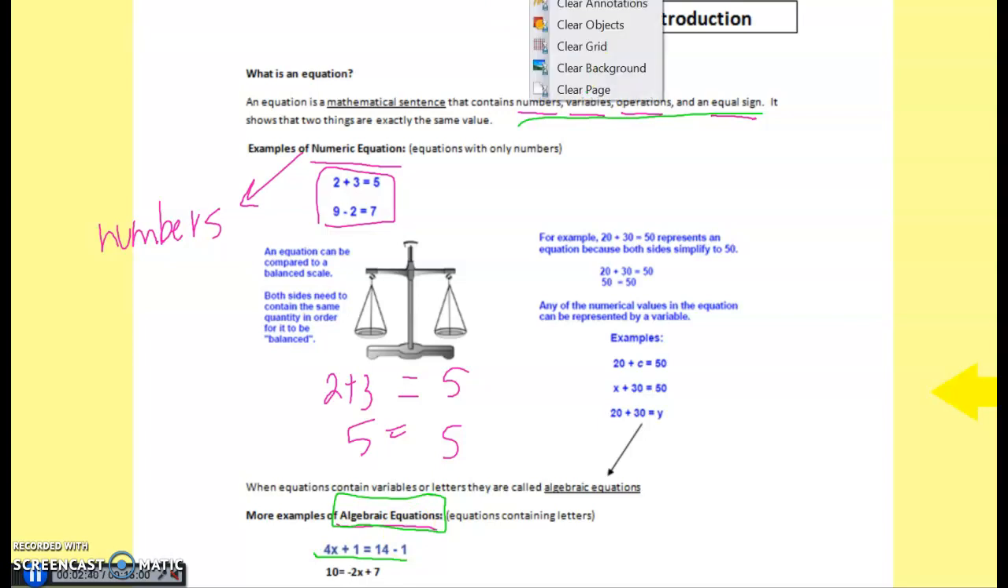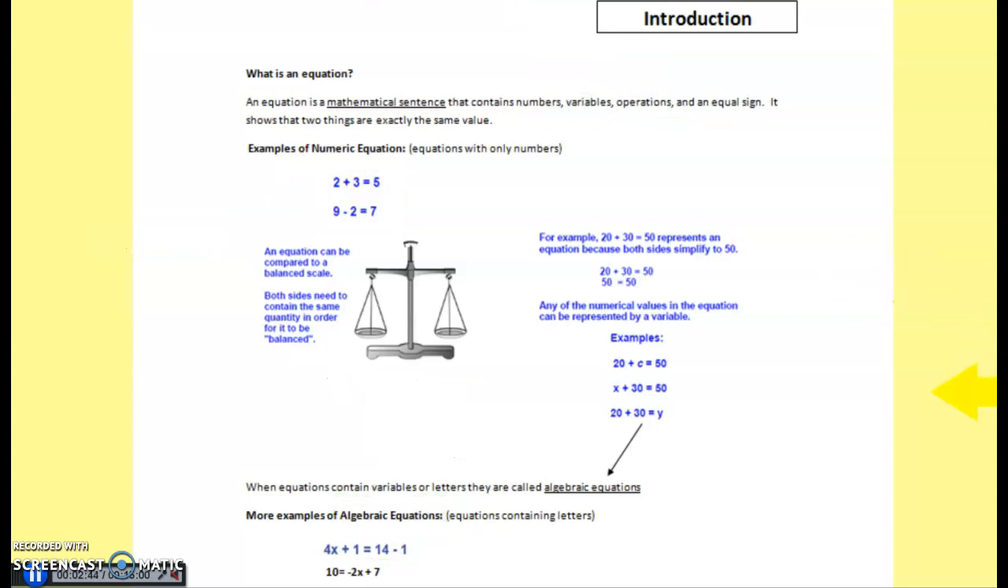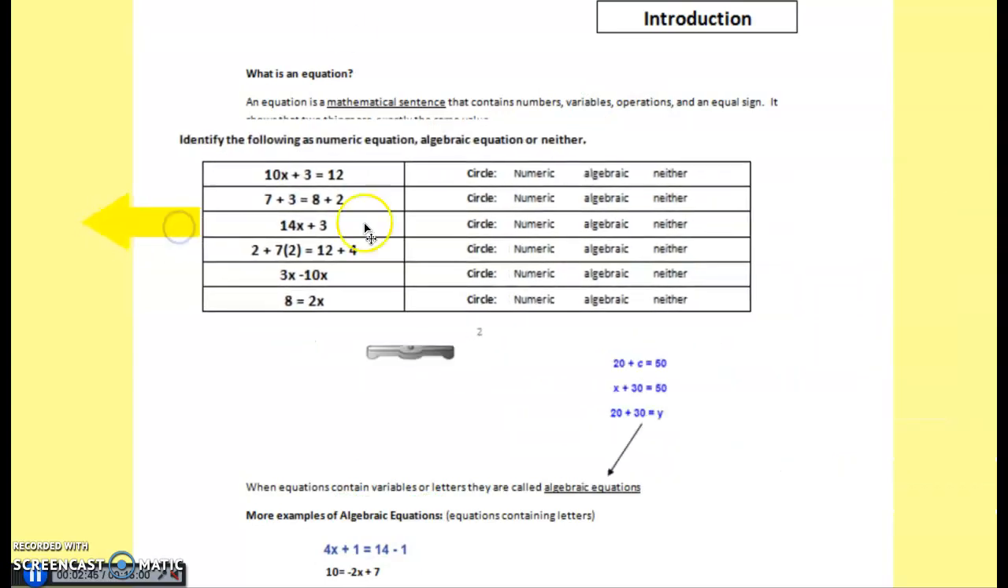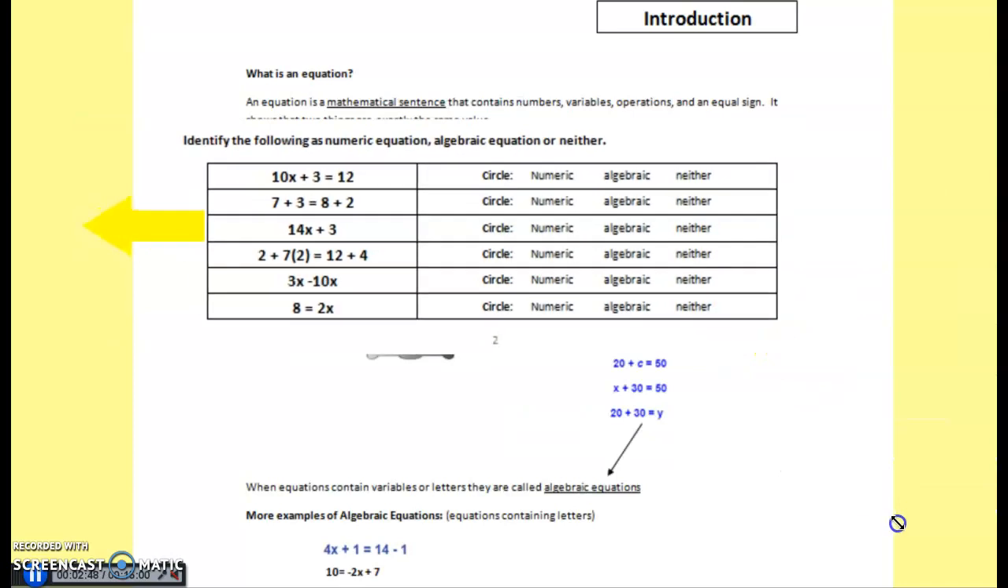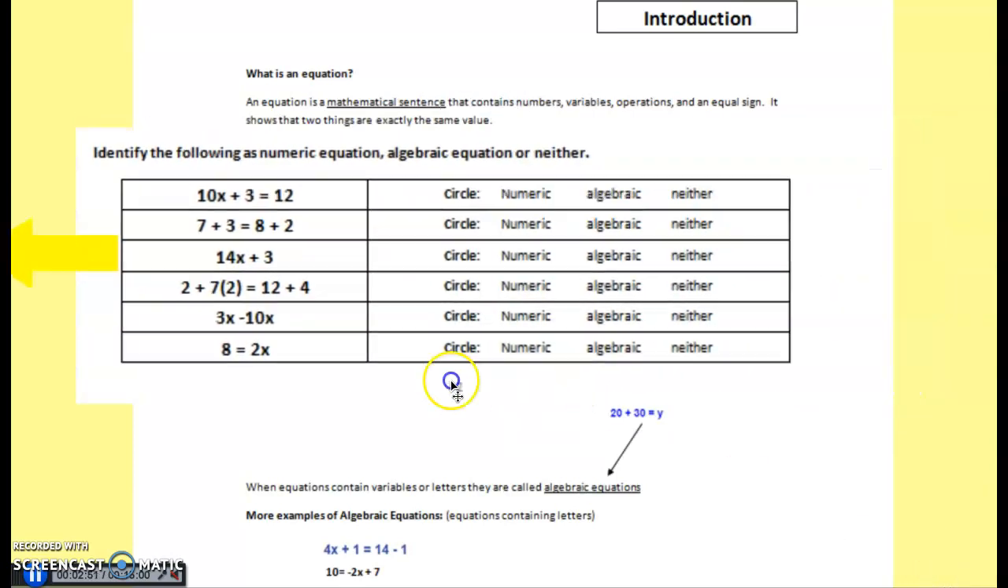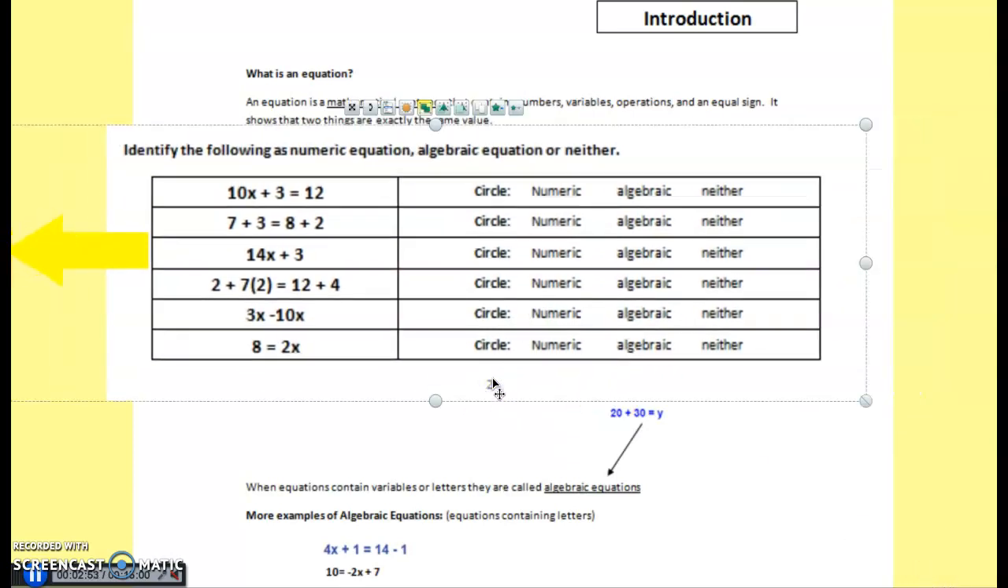All right, so at the bottom of your note sheet, and again, all of you have a paper packet, so you should be following along with us. What I would like for you to do is identify the following, and let me see if I can enlarge it here so you can see it, as numeric, algebraic, or not an equation at all. So I'm going to go ahead and do the first three with you, and you do the bottom three on your own.